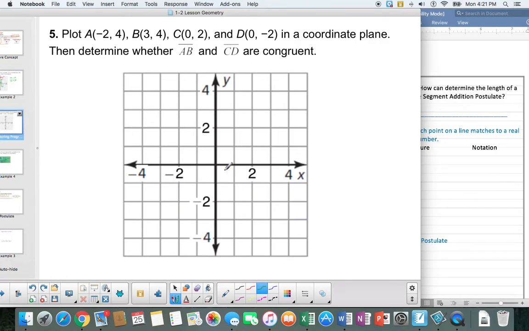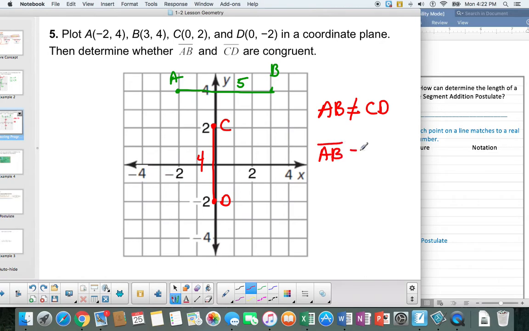Let's do another problem. A is negative 2, 4. This is our A. B is 3, 4. And we can see that length is 5. Change color. C is 0, 2. D is 0, negative 2. C and D, and you can count and you can see this length is 4. So we can say AB is not equal to distance CD. Now if the lengths are not the same, then we say that the segments are not congruent to each other. There won't be a perfect matching going on.